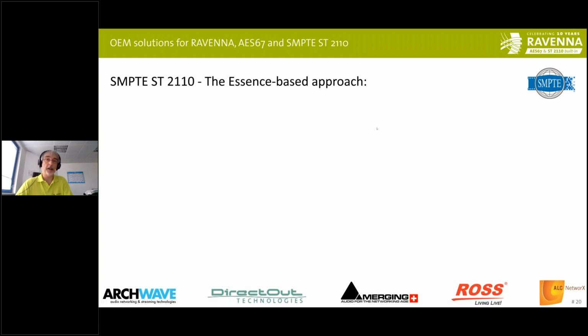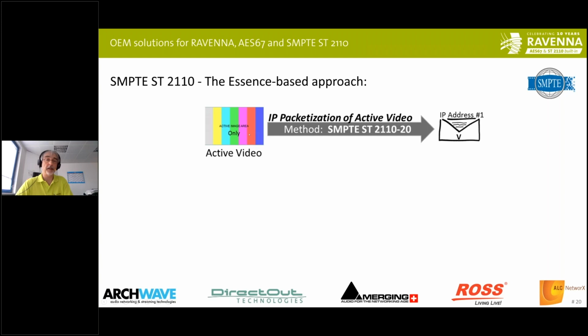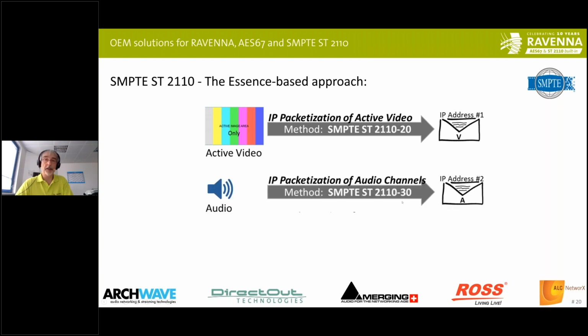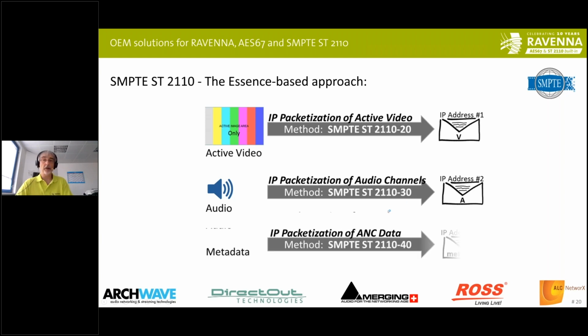Now, 2110, the essence-based approach, basically is extracting the active video portion of an SDI image and is forwarding that into an individual stream. The audio is being extracted and is being transported as an individual stream. And the additional metadata is also an individual stream on the network. All these streams can be fully synchronized, sample accurately, with the very same means as AES67 uses, with the Precision Time Protocol. So that's basically the difference between the two approaches.